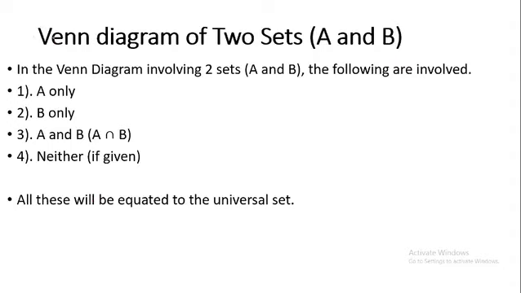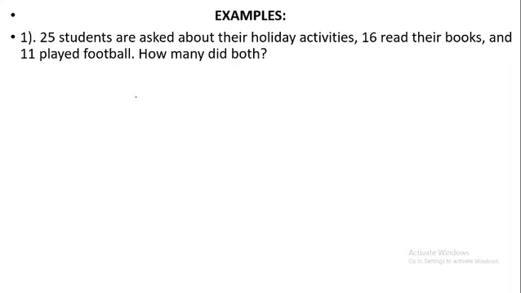For Venn diagram of two sets, when you have a problem involving two sets, there are areas you must cover. These areas include solving for A only, B only, and A and B, which is A intersection B. Then you must solve for neither, in case both A and B are not included in the Venn diagram. Then we'll call it neither. And most times it is optional. Sometimes it does not appear. So let's quickly take an example as seen on the screen.